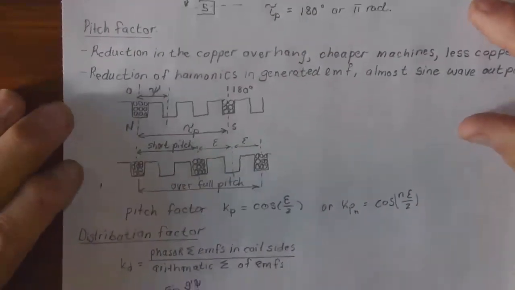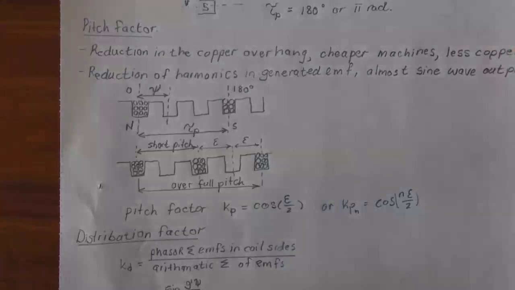Then we get to the pitch factor. That gives us a reduction in the copper overhang, which means it's cheaper machines because less copper is used. Then also we get a reduction in harmonics in the generated EMF, and we almost get a sine wave output. Now let's look at the teeth. From the beginning of the teeth to the beginning of the next teeth will be your pole pitch, or from the middle of the one tooth to the middle of the other tooth is the pole pitch, which is psi.